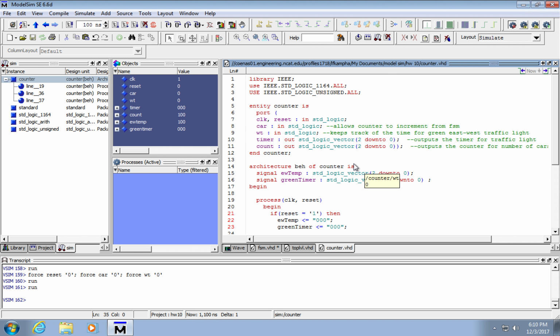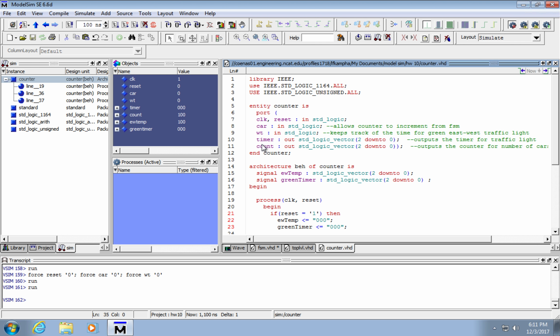For the code for our counter, I have my inputs to be clock and reset. My other input is car, which is the signal from the FSM, which enables the counter to count the number of cars that trigger the sensors. And WT is another input. WT stands for watch timer, which also comes from the finite state machine, and it keeps track of the time that east-west remains green.